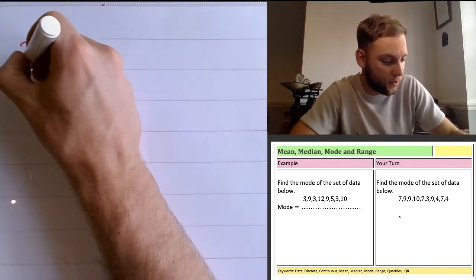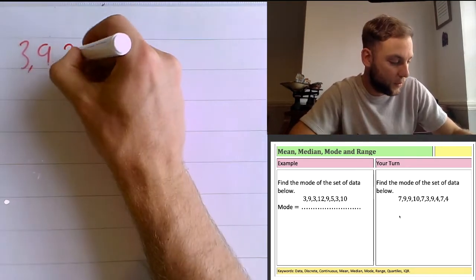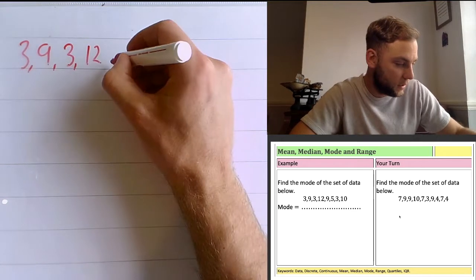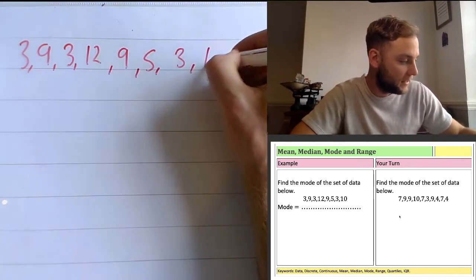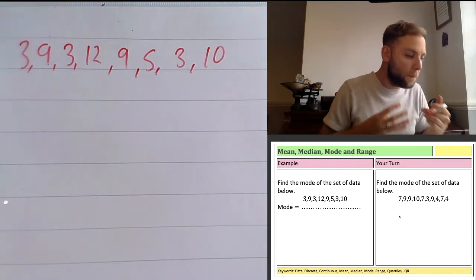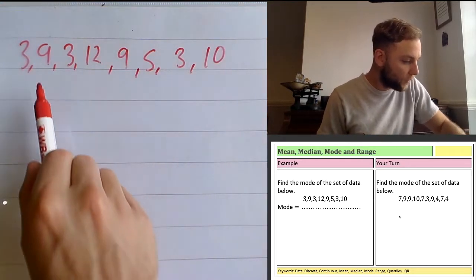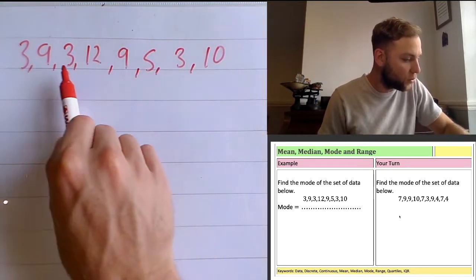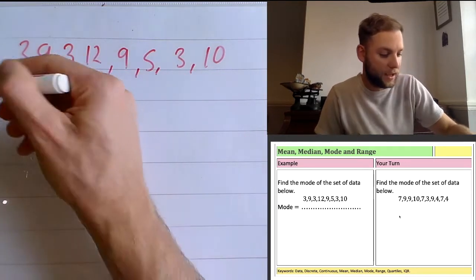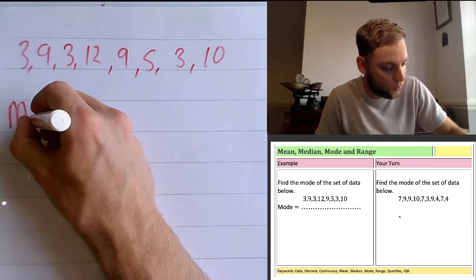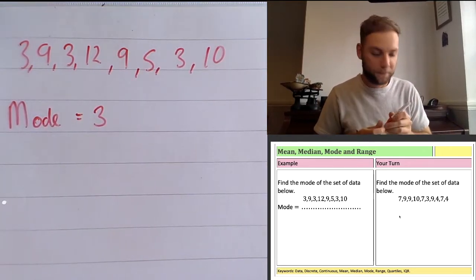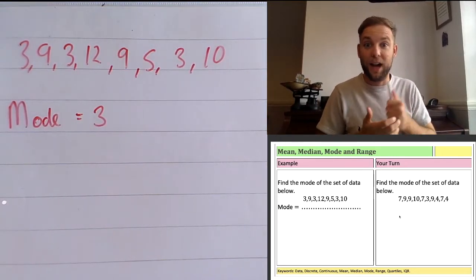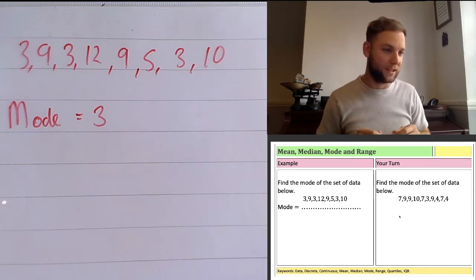So we've got 3, 9, 3, 12, 9, 5, 3, and 10. So which number here occurs the most? Well, I've got 2 9s. I've got 1, 2, 3 3s. So in which case, my mode is equal to 3. Super. Brilliant. So hey diddle diddle, the median's in the middle, you add and divide for the mean. The mode is the one which is the most.